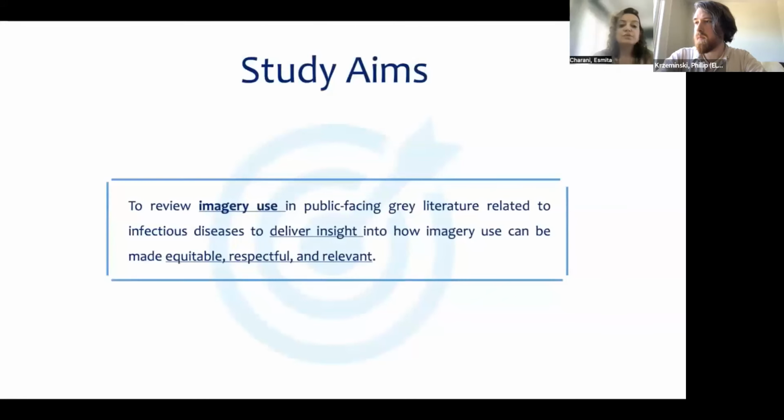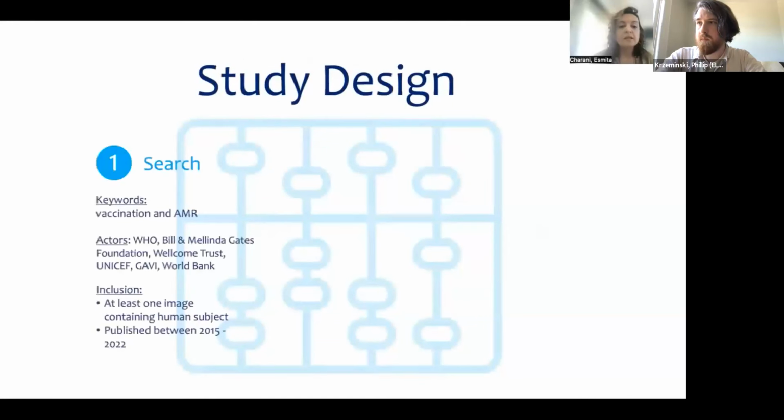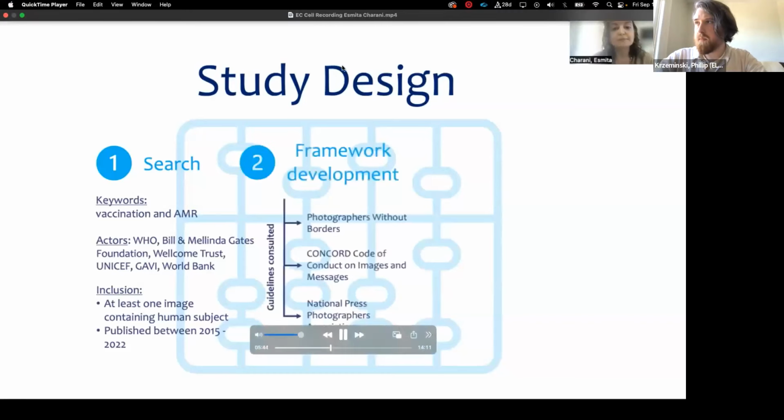So the aim of our work was to review the current use of imagery in public-facing grey literature related to infectious diseases and to deliver insights into how our current practices can be made more equitable, respectful, and relevant. The study design was that we conducted a search, particularly as I mentioned, in relation to vaccination and antimicrobial resistance, of key actors operating within global health. The inclusion criteria was that the documents had to be public-facing, include at least one image of a human subject, and be published between 2015 and 2022. We chose 2015 because that was the year that the Global Action Plan for Antimicrobial Resistance was released by WHO, and there has been a steady stream of documents since then around this topic.